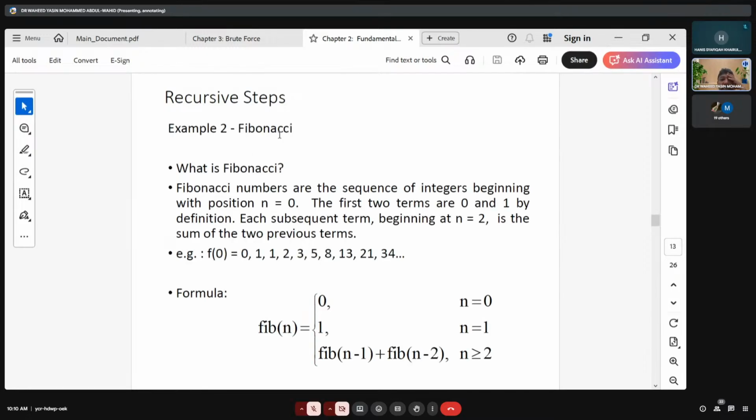Fibonacci, we had this Fibonacci. What is Fibonacci? Fibonacci numbers are the sequence of integers beginning with position 0. The first two terms are 0 and 1 by definition. Each subsequent term, beginning at n equal to 2, is the sum of the two previous terms. F0 equals 0, then 1, 1, 2, 3, 5, 8, 13, 21, 34. So the formula: fib of n is 0 when n equals 0, 1 when n equals 1. Here, if n is greater than 1, we have fib n minus 1 plus fib n minus 2.